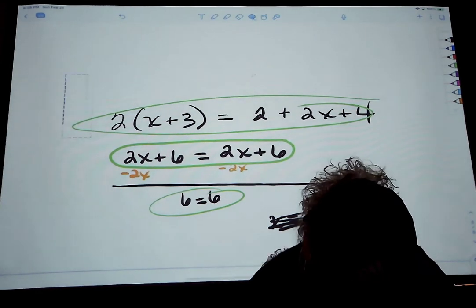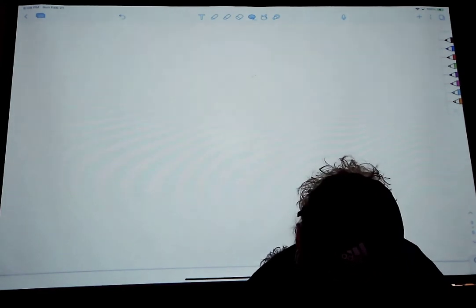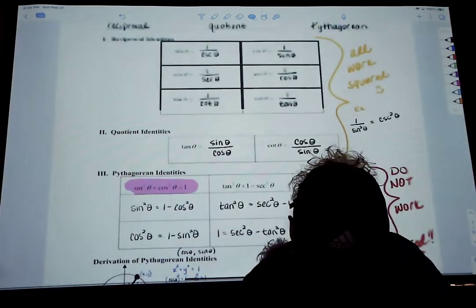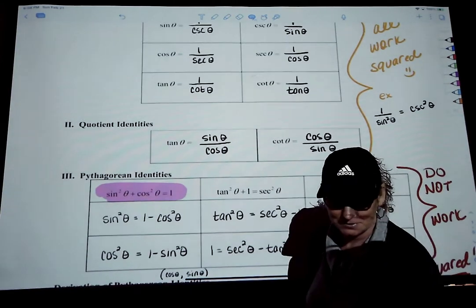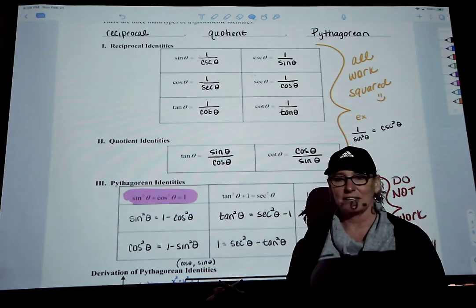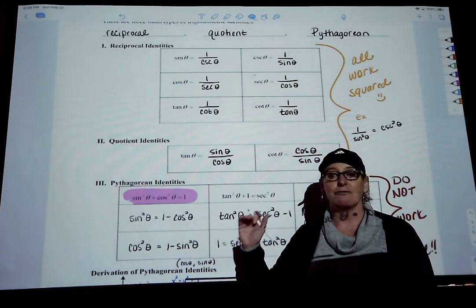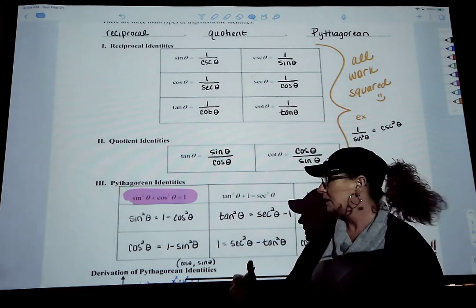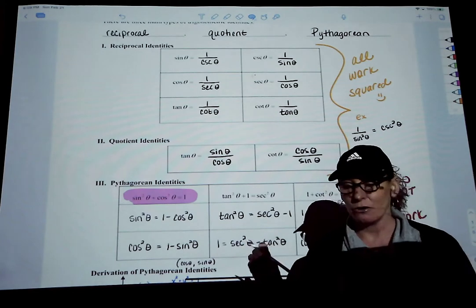Hopefully, you remember that from Algebra 1. So, what we have here is a page of identities. These are facts. You know them. You've been using them all along. These work for any value of theta.